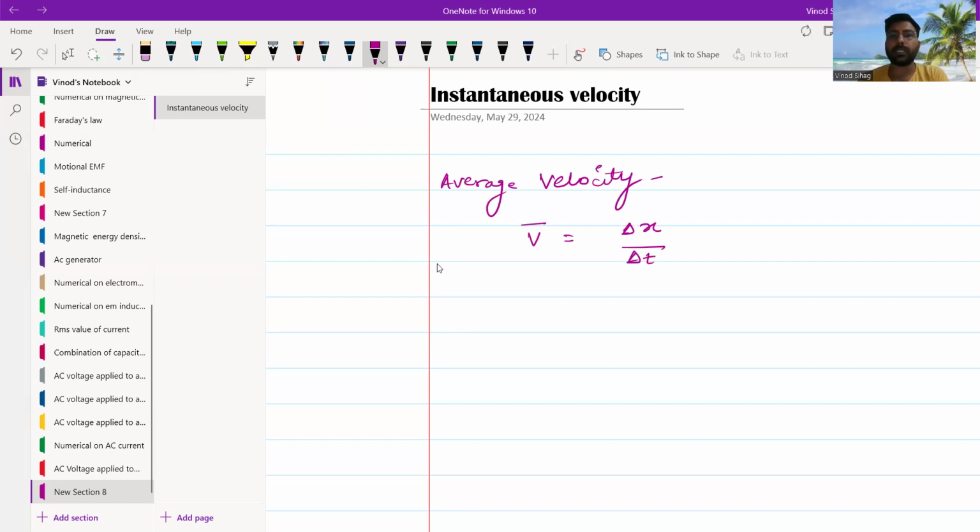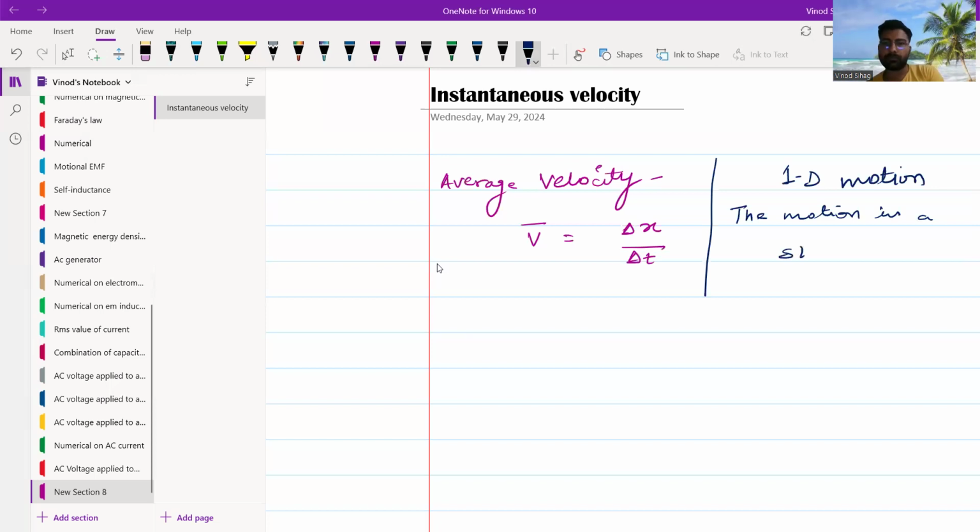And one more thing I want to tell you is that we are going to study instantaneous velocity this time in 1D motion. Let me mention it somewhere so that you will not get confused. Here we are studying 1D motion, or the second name we can tell it is the motion in a straight line.